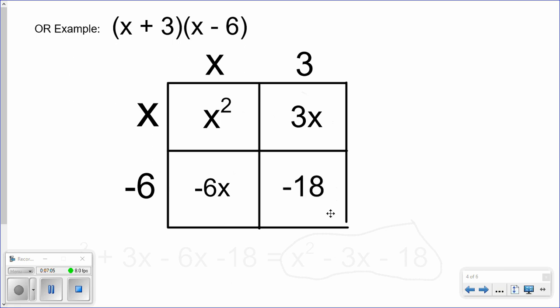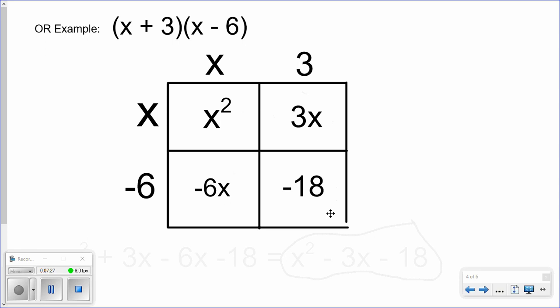I like it a lot better than the distributive property because sometimes with distributive property, you guys draw the arrows, but might forget to do that last multiplication for the last term. With the box, you know you're not done until all the boxes are filled in. So that's why I like this a little bit better. And you can use this box method with any kind of multiplication.